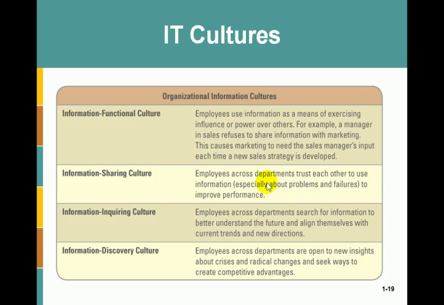There are four different cultures in an organization regarding how they manage information. The worst one is the information functional culture, which means information is held by functional area users and managers and not shared with other users. The information sharing culture is a step up: people are sharing information across departmental levels. The third level is information inquiry: people are actively seeking information to solve the problems they have on hand. And the fourth level, the highest level, is information discovery: employees across departments are open to new insight about crisis and radical changes and seek ways to create competitive advantage using the information they have identified through data mining, etc.